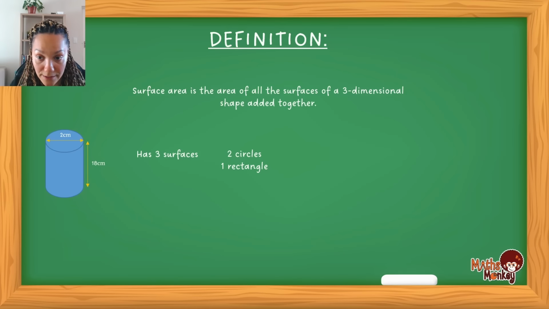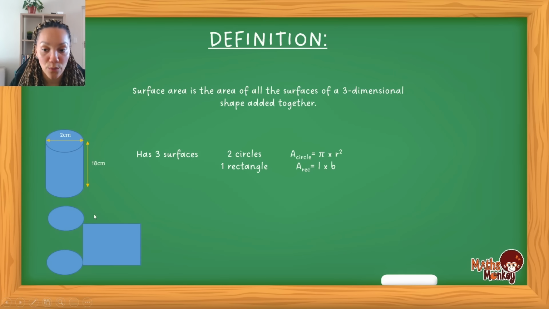So it's two circles, and then the middle one, if you unwound it, you would see that it is a rectangle. So this is what it would look like. Do you see why this part is the rectangle? The area of a circle is pi times radius squared, and the area of a rectangle is length times breadth. So if I were to find the surface area of this cylinder, I would add two circles together and one rectangle.